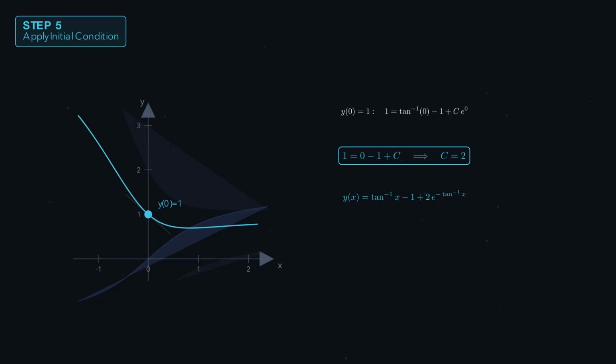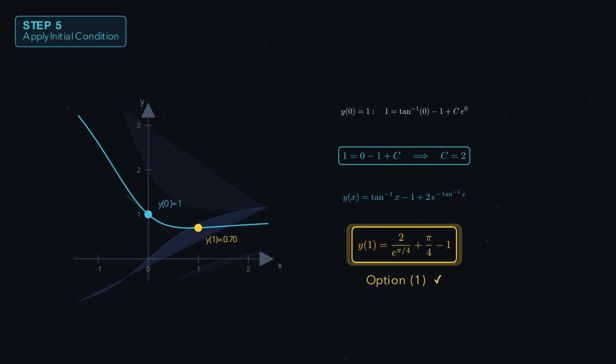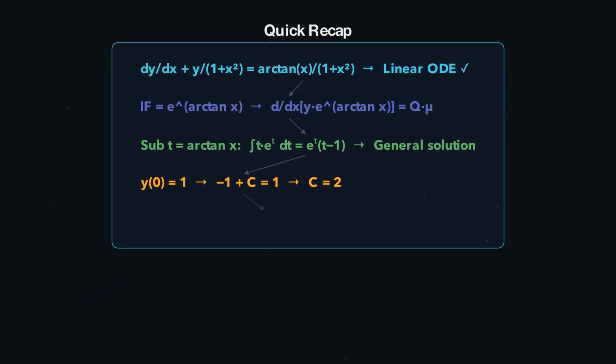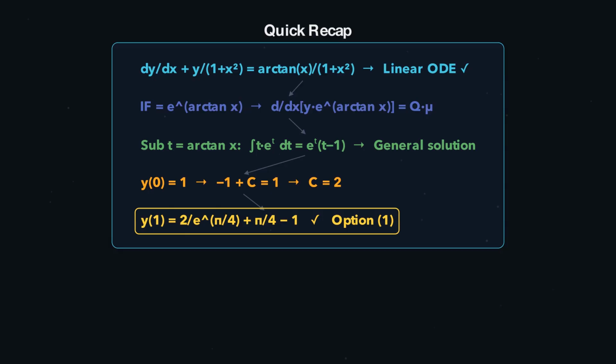Plugging in y of 0 equals 1. Since arctangent of 0 is 0, we get 1 equals negative 1 plus c. So c equals 2. At x equals 1, arctangent of 1 is pi over 4. So y of 1 equals 2 over e to the pi over 4, plus pi over 4 minus 1.